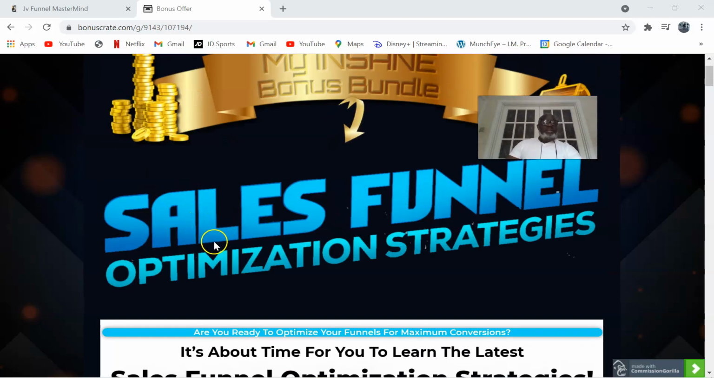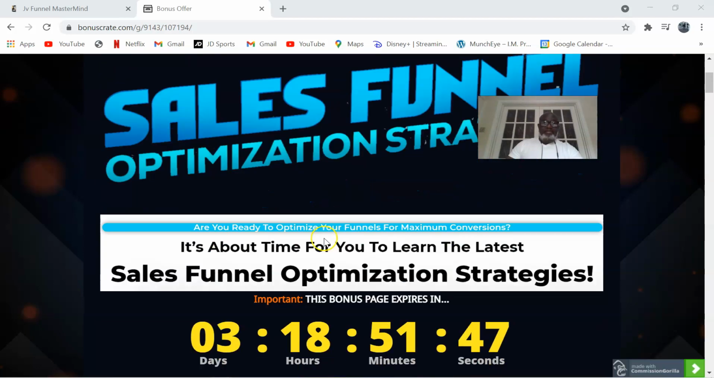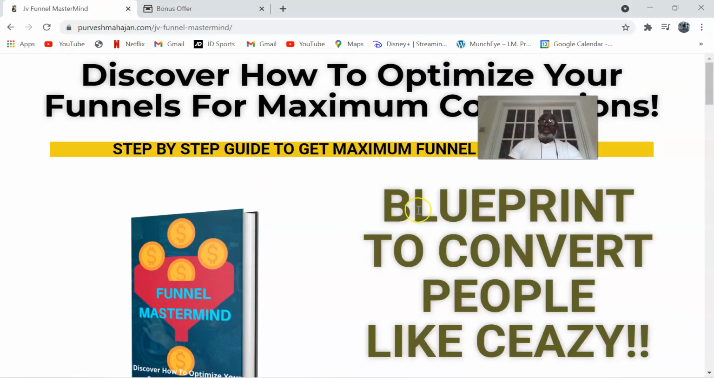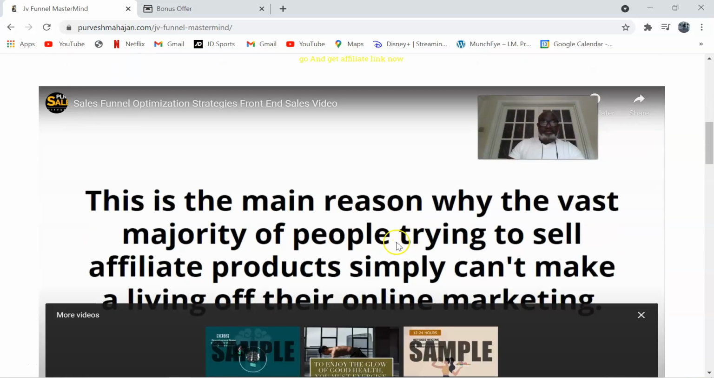Now let's talk about sales funnel optimization strategy. This is the sales page of sales funnel optimization strategy. It says discover how to optimize your funnel for maximum conversions. Step-by-step guide to get maximum funnel conversions. Blueprint to convert people like crazy. This is the main reason why the vast majority of people trying to sell affiliate products simply can't make a living off their online marketing.